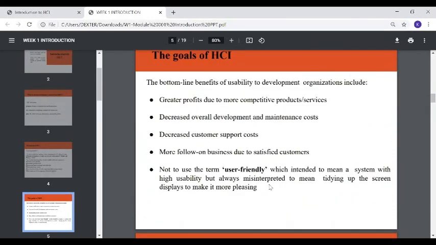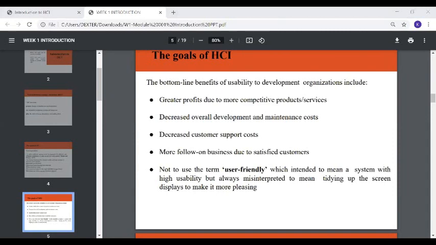So the bottom line benefits of usability to development organizations include greater profits due to more competitive products and services, decreased overall development and maintenance costs, decreased customer support costs, and more repeat business due to satisfied customers. Not to use the term user-friendly, which tends to mean a system with high usability but is always misinterpreted to mean tidying up the screen display to make it more pleasing.